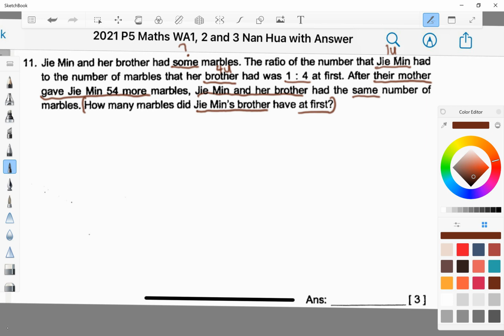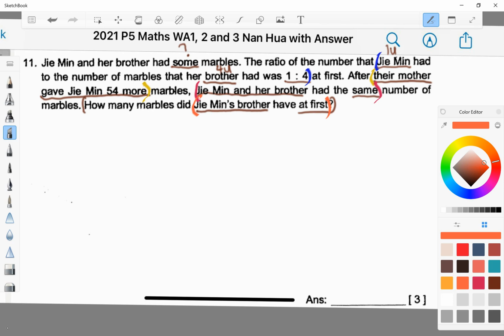So having done the basics, let's get right down to our highlighters. So if you recall BYROG, so B for blue. So at the start, we say that Jie-min and her brother, their marbles was 1 to 4. Okay, Y for yellow. So for yellow, their mother gave Jie-min 54 more. And now we jump to red. Jie-min and her brother had the same number of marbles in the end. And after red, it will be orange. So we're looking for Jie-min's brother at first.